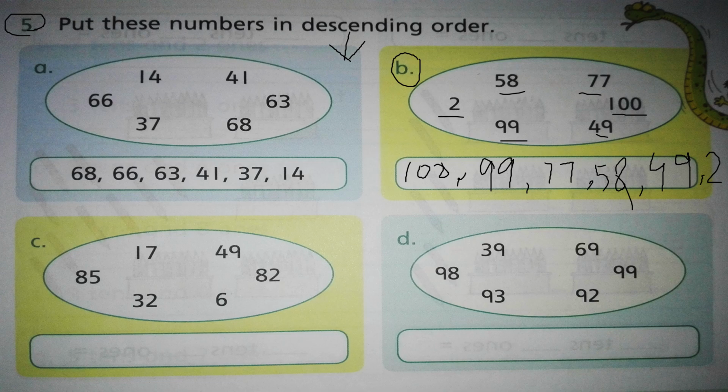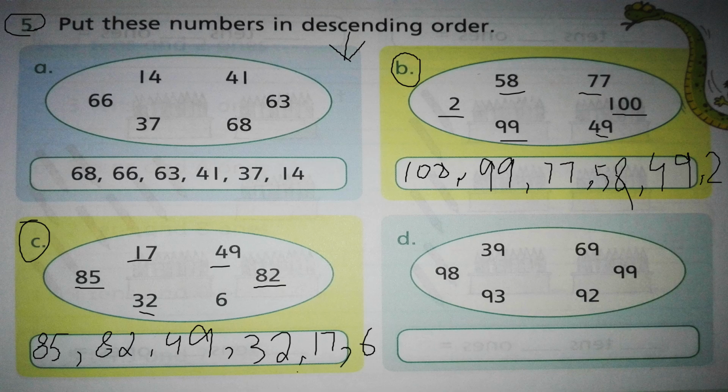Now let's do the next part. Which one is the largest number here? 85. So we'll write 85 first, then 82. Then what comes after 82? Before 82, because we are going towards smaller numbers. So in smaller numbers we count backward. 49, then 32, then 17, and then 6.